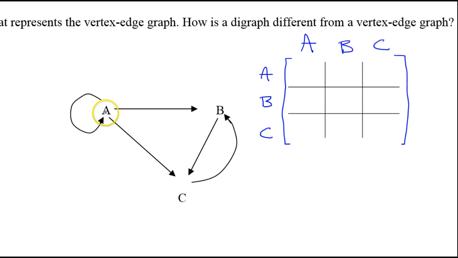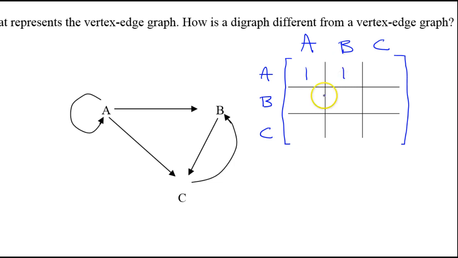So for example, is there an arrow from A to A? And actually there is. All right, that's what this loop represents. It's starting at A and then ending back at A. So there is one arrow from A to A. What about from A to B? Yes, there is one arrow from A to B.